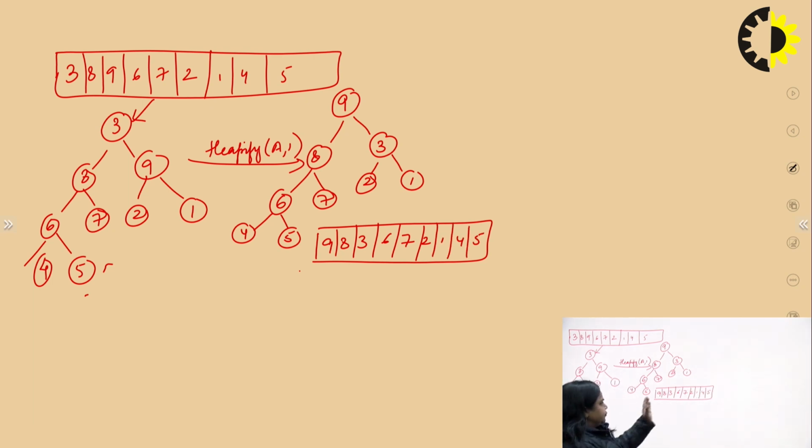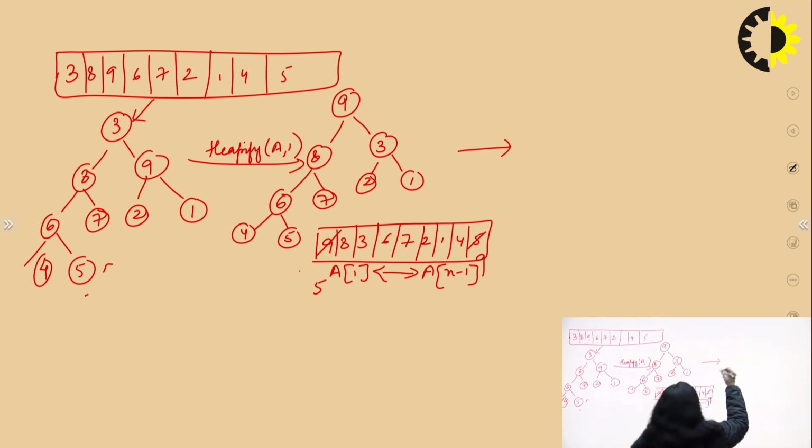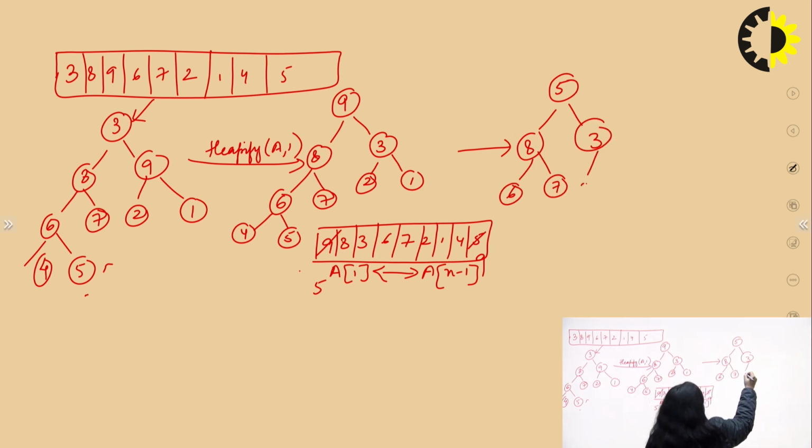Now what happens? We have to again exchange the A1 with AN minus 1. A1 is being swapped with AN minus 1. Why n minus 1? Because nth position is already held by 12. Right? So into this case, 5 comes here, 9 becomes here. You can again see all the elements on the left side are smaller than 9. So 9 again holds its position. Again we have to generate the tree with the left elements 5, 8, 3, 6, 7, 2, 1 and 4.